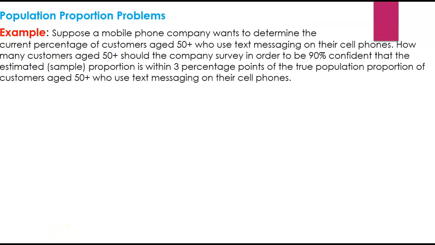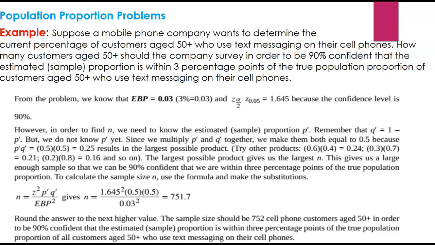Here's an example. Suppose a mobile phone company wants to estimate the current percentage of customers aged 50 plus who use text messaging on their cell phones. How many customers aged 50 plus should the company survey in order to be 90% confident that the estimated sample proportion is within 3 percentage points of the true population proportion of customers aged 50 plus who use text messaging on their cell phones? Here's our solution.